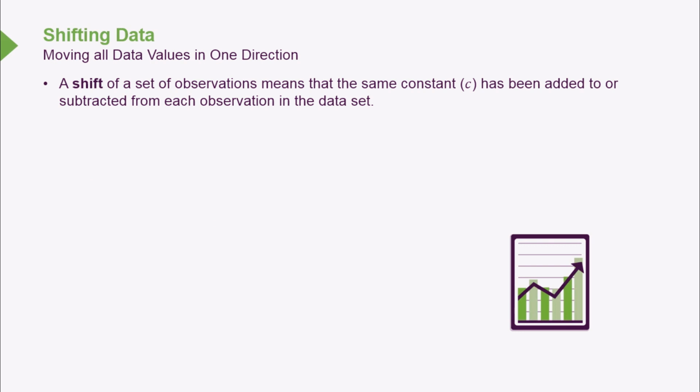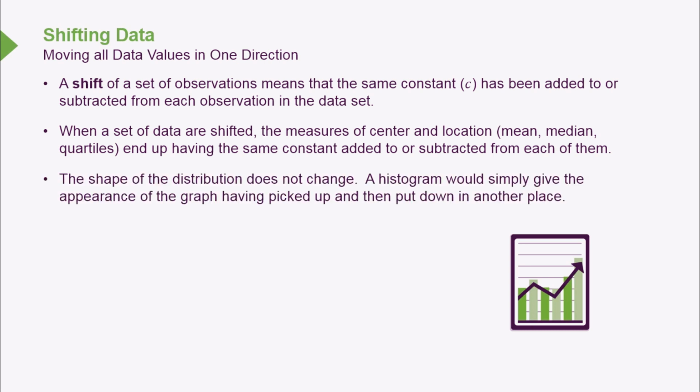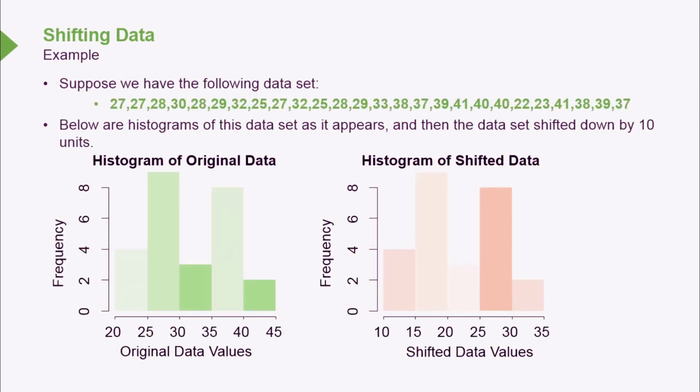Let's discuss shifting data, where we move all the data values in one direction. Formally, a shift of a set of observations means that the same constant has been added to or subtracted from each observation in our data set. When a set of data are shifted, the measures of center and location, such as the mean, median, and the quartiles, end up having the same constant added to or subtracted from each of them. The shape of the distribution doesn't change. A histogram of shifted data would simply give the appearance of the graph having been picked up and moved someplace else. Okay, so let's look at an example of what histograms look like when we shift a data set.